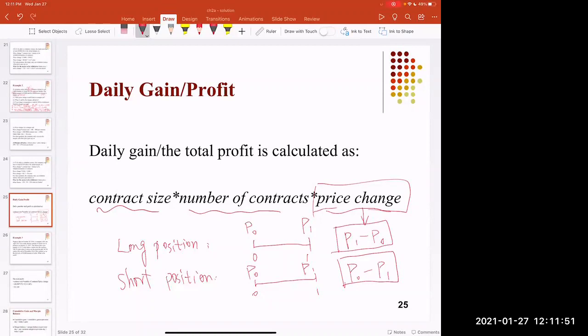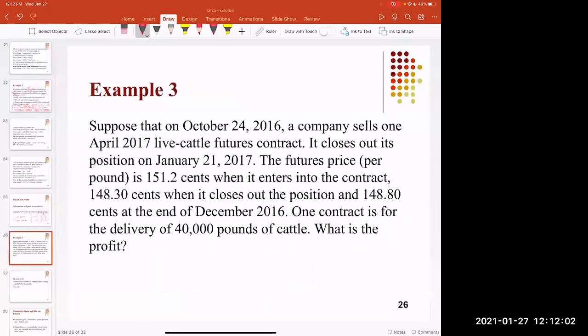So it depends on whether it takes a short position or a long position. That's very important. I hope you understand. And then let's see example 3. Suppose that on October 24, 2016. If you see a question related to time, you can draw the timeline.